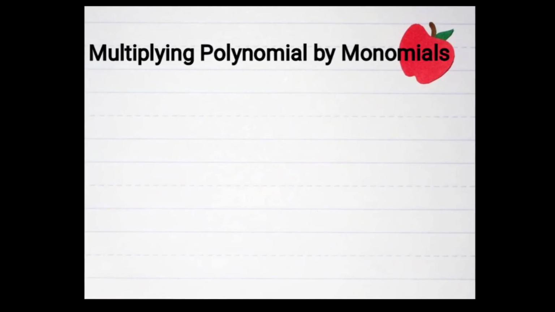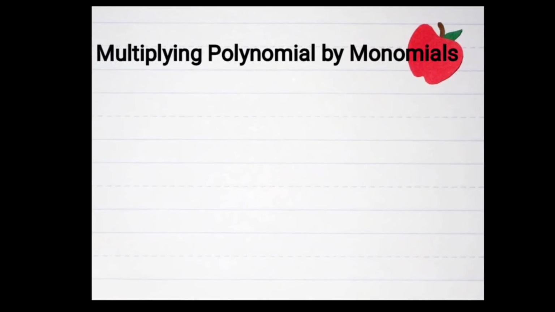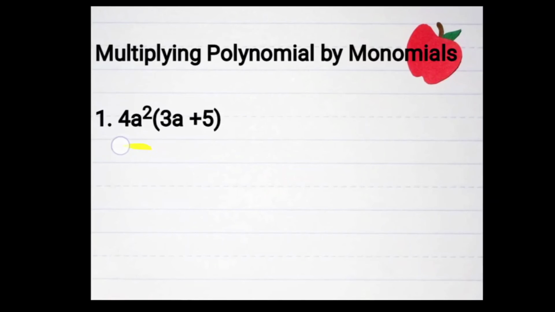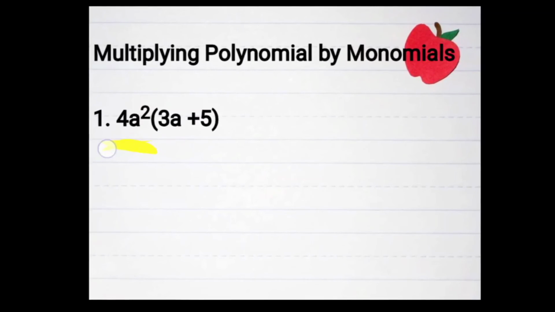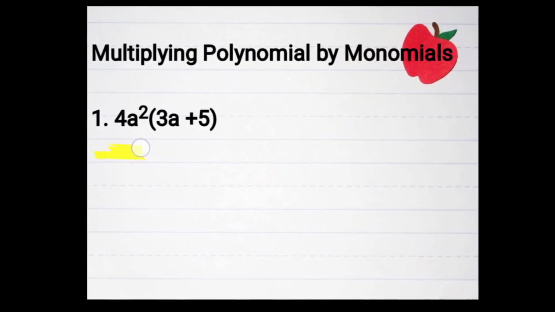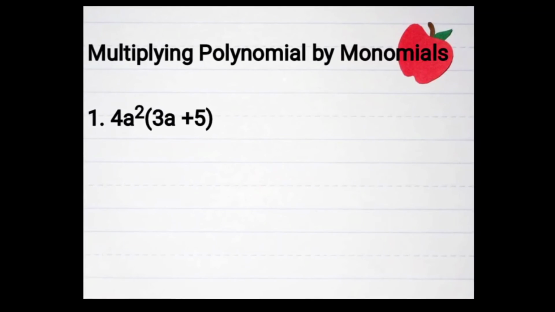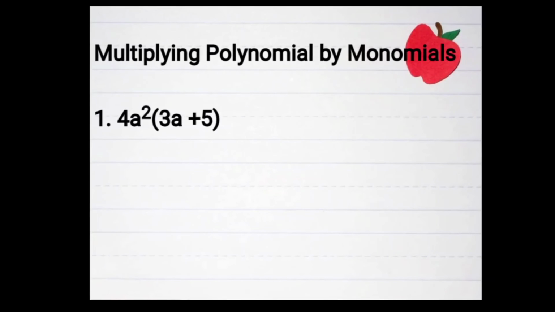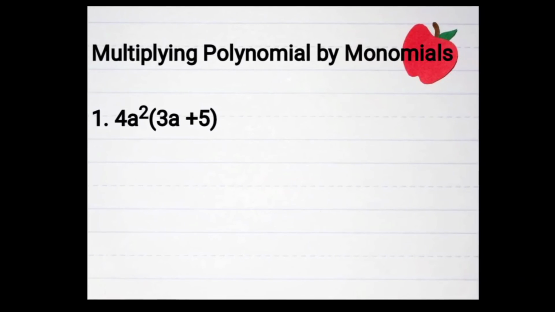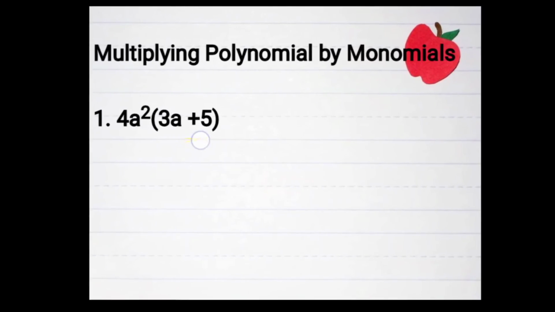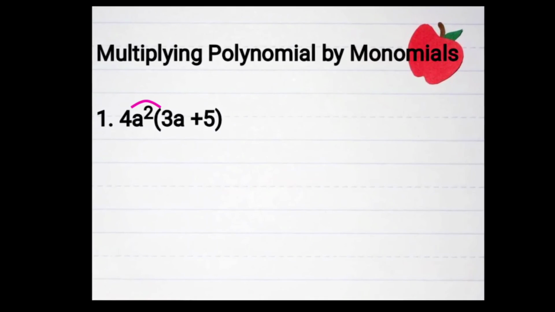So for the next one, let's have multiplying polynomial by monomials. Let's have this example. Number 1, we have 4a squared, which is the monomial, times 3a plus 5. For you to solve it, what you are going to do is distribute this monomial to the polynomial inside the parentheses. And that is 4a squared times 3a.